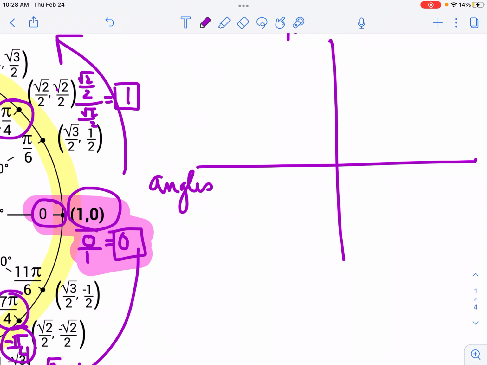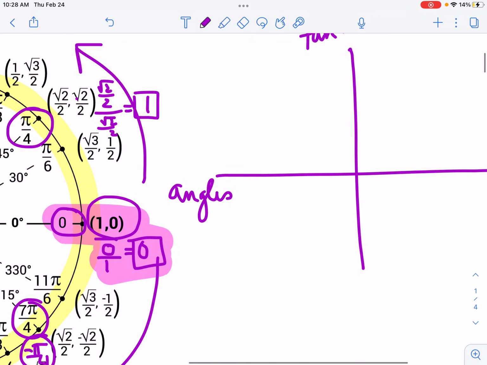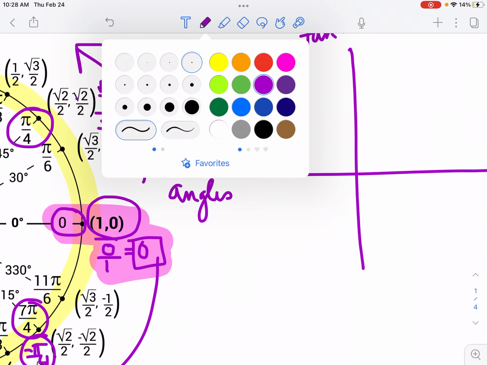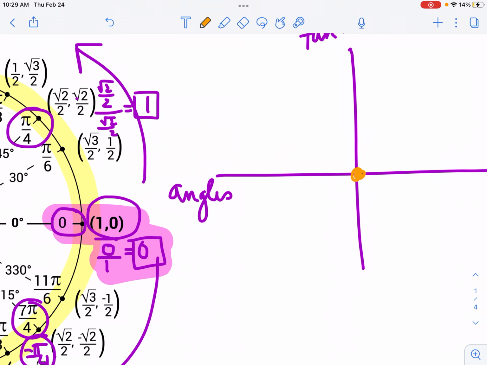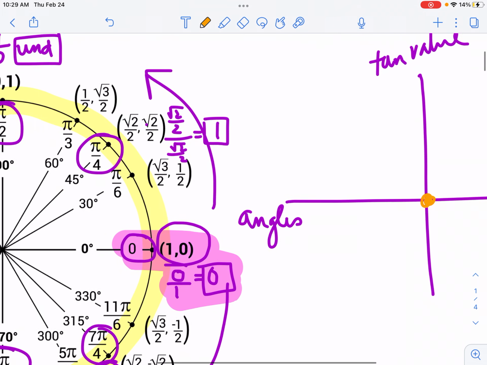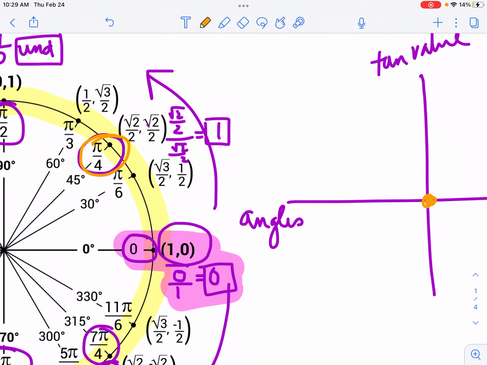And when the angle is 0 here, our y value is also 0. Our tangent value is 0. So I'm going to plot the point 0, 0. Let me do this in a different color so you can see it a little more clearly. Okay, there we go. And then we're going to move on to pi over 4.